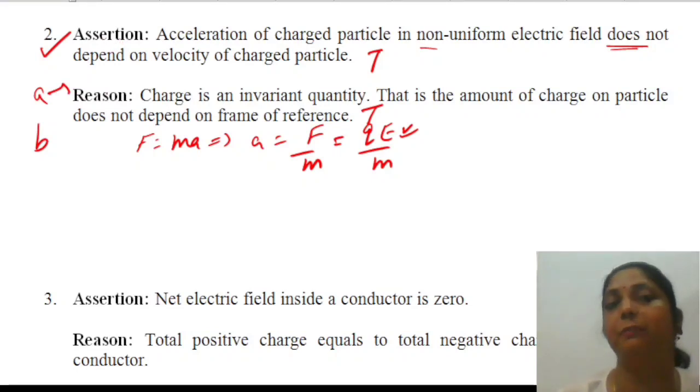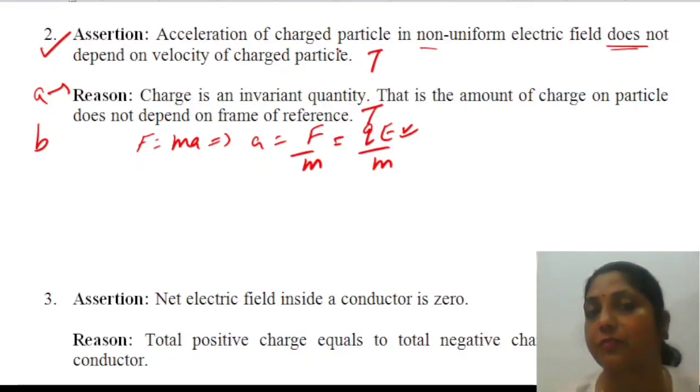Is there any relation between assertion and reason? How do you find this one? You just add "because" and then try to get the correct answer, right? Acceleration of charged particle in non-uniform electric field does not depend on velocity of charged particle because charge is an invariant quantity. That is, amount of charge on particle does not depend on frame of reference. Yes, this reason is absolutely correct expression of this assertion.